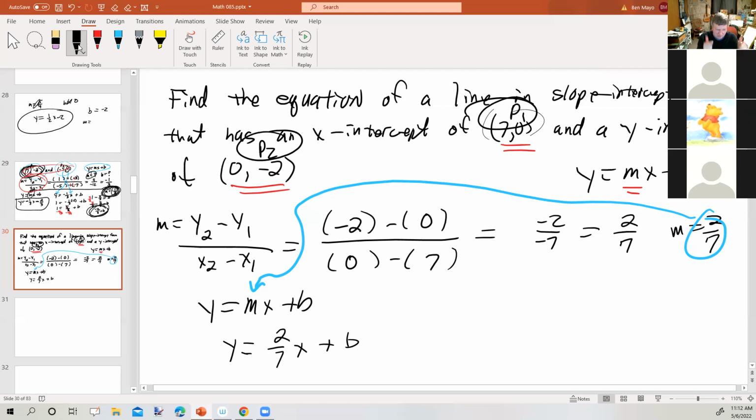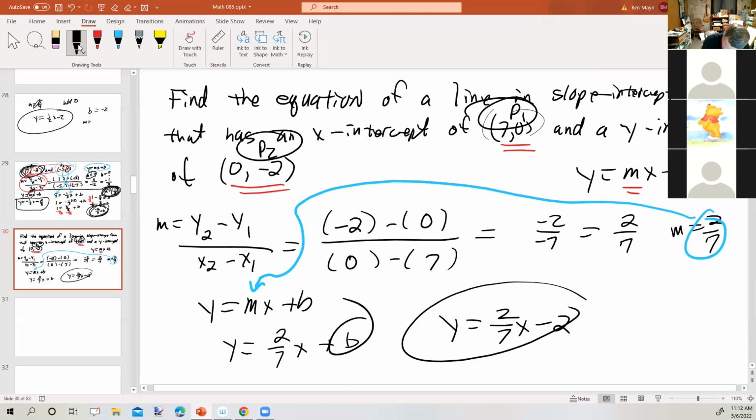-2 is b. Bingo. Good job. b is the y-intercept. Okay. Don't go looking for something that's right in front of you. All right. You okay with that?